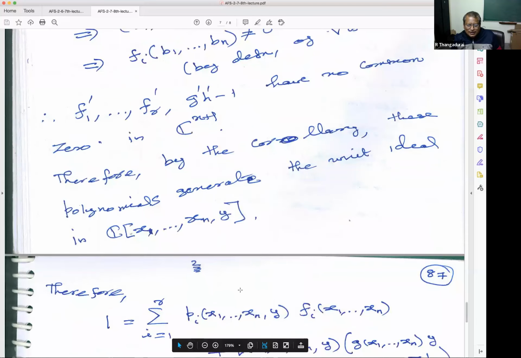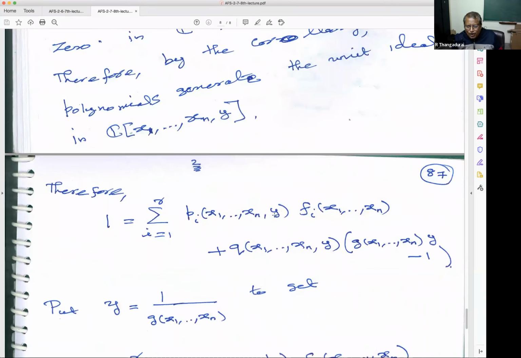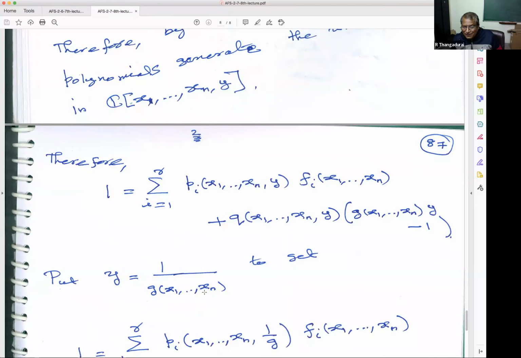That's the reason. So this is the way we write 1 equal to a sum of pi times fi, where fi is the usual one, and q is another polynomial in these n plus 1 variables, times g y minus 1, which is the last polynomial. Here y is a free variable. We can put anything, so we are putting y equal to the inverse. Actually we are doing the same construction, just writing it as a kind of trick.